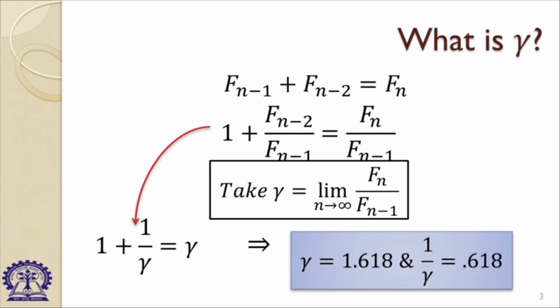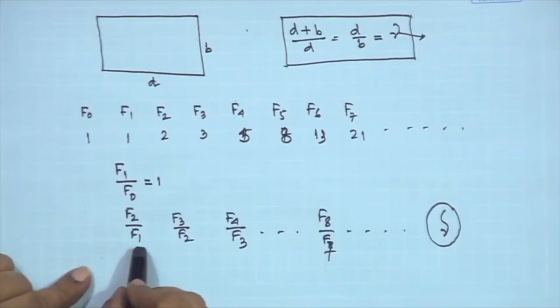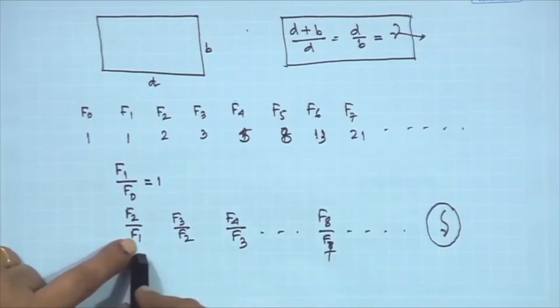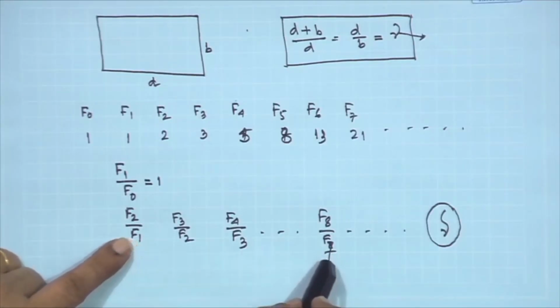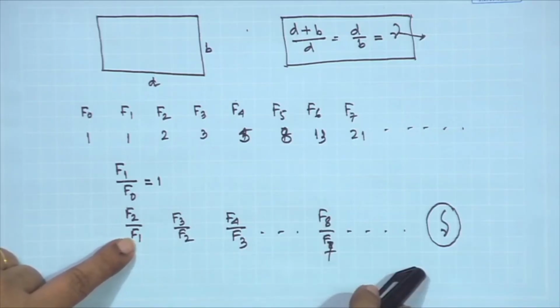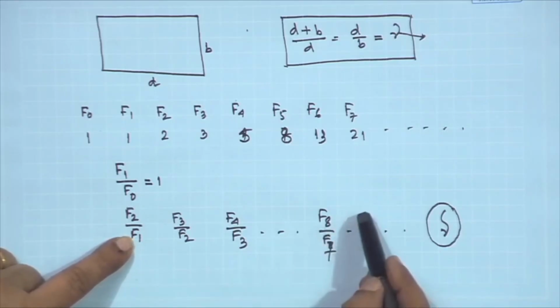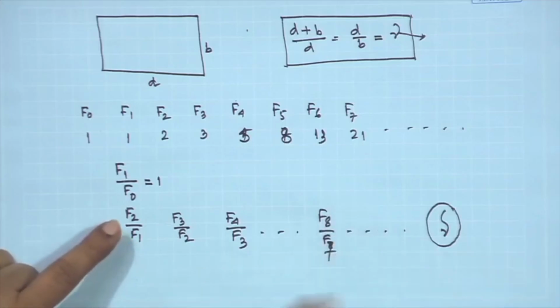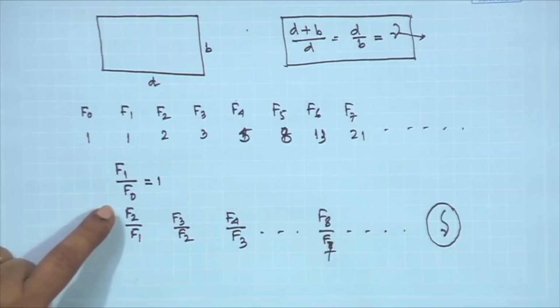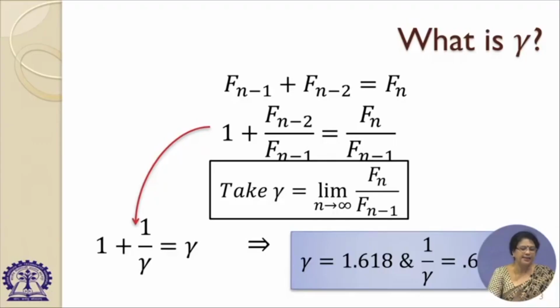Here also you will see the same thing. If we consider the ratios of the Fibonacci numbers in this way, fn by fn minus 1, limit n tends to infinity, you need not wait for a greater value of n, you will see after this only it will converge to 1.618. That is the beauty of gamma, and this gamma parameter we will consider in our golden section method.